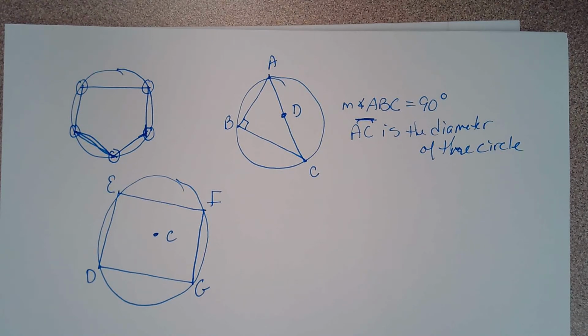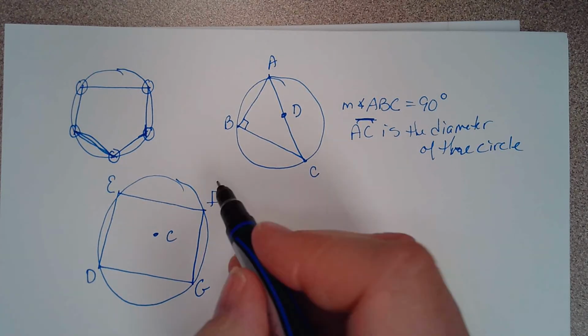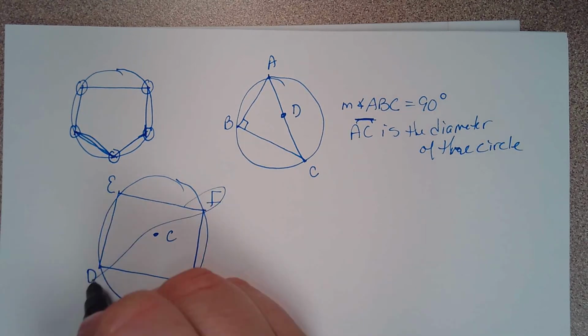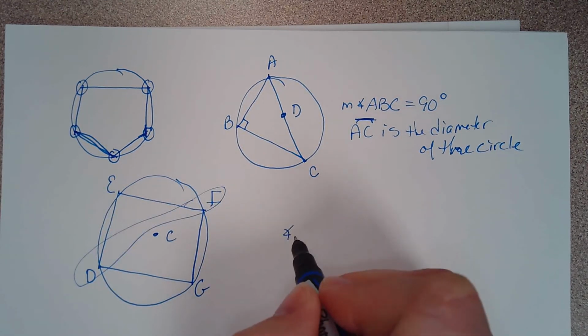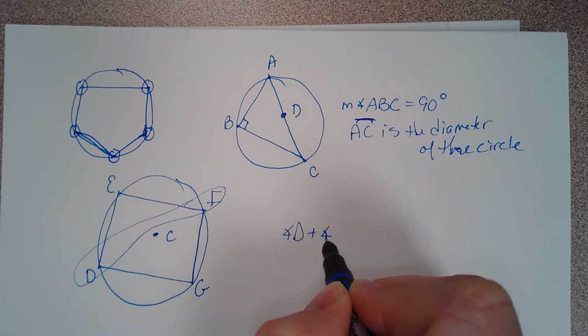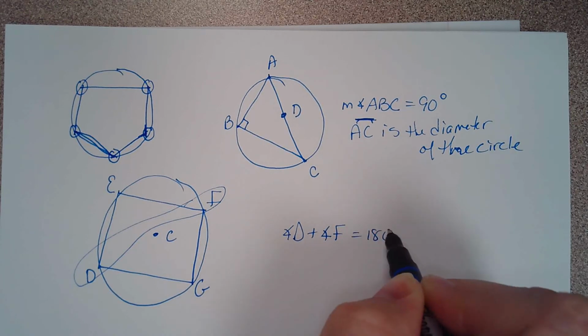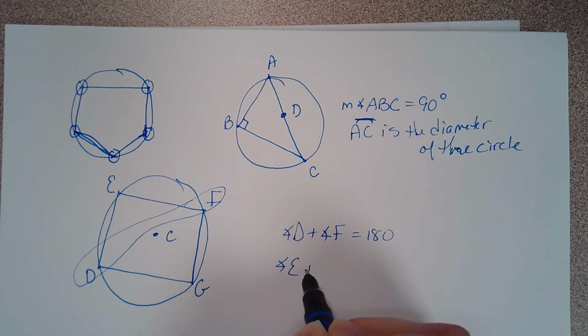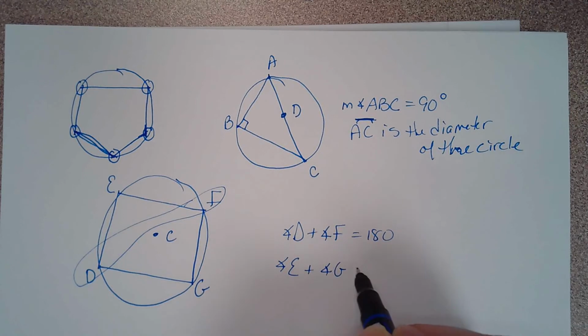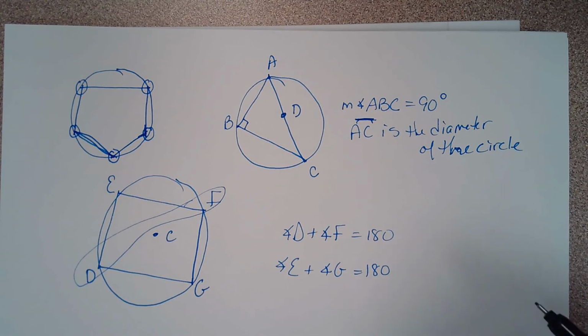It says a quadrilateral can be inscribed in a circle if and only if the opposite angles are supplementary. That means that I need to be able to add angles. So angle D plus angle F should equal 180, and angle E plus angle G should also equal 180. If it does not work that way, then this is not going to fall into the inscribed quadrilateral theorem, and it'll be something different. But for the purposes of our homework, it's going to work out.